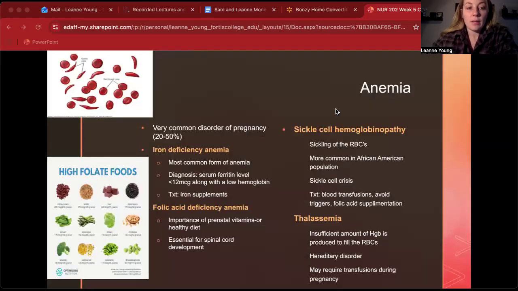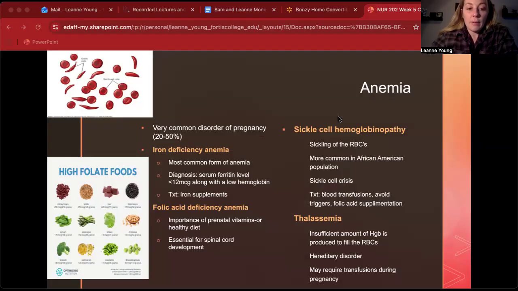Okay, let's discuss anemia. This is a very common disorder of pregnancy. It occurs in about 20 to 50% of all pregnancies. The most common is iron deficiency anemia. It's diagnosed whenever your serum ferritin levels are less than 12, along with a low hemoglobin. Okay, these patients' treatment is going to be iron supplementation for their anemia.